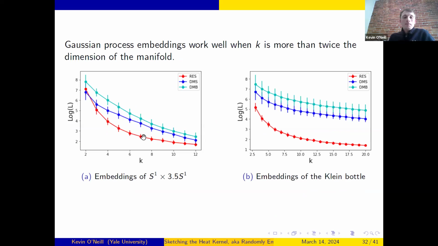Okay, so what happens here? So here, the Gaussian process embeddings in red do much better, and the diffusion map embeddings take a while to catch up and still never really make it, at least up to dimension 12 even. So it's what we expect to happen in theory.